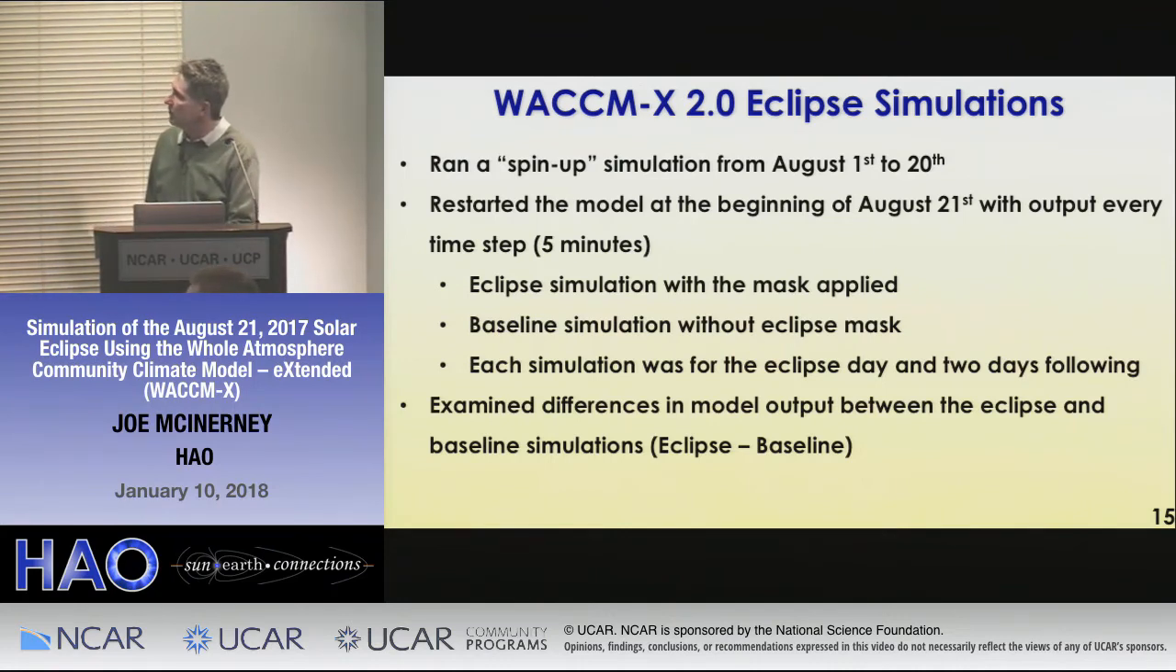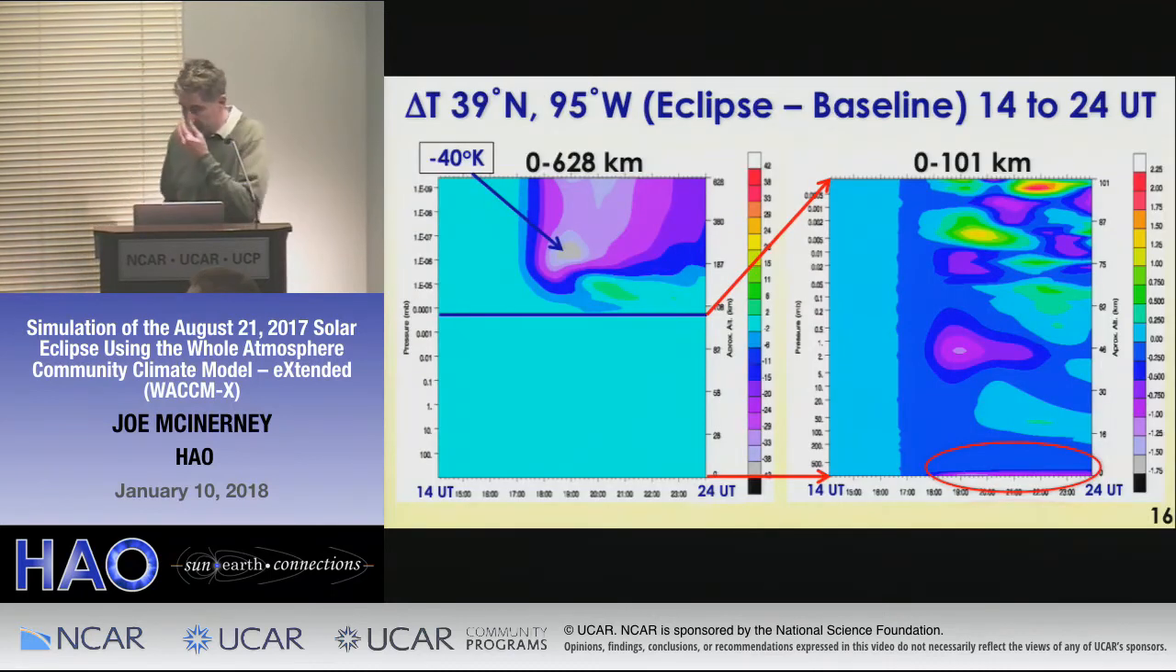And we ran each of those for the eclipse day and 2 days following so we could see what actually happened after the eclipse. The way we did the analysis was we looked at the differences between the eclipse run and the baseline run. So I've put eclipse minus baseline in quotes, and you'll see that show up in a number of the slides coming up. The first thing we look at in the model is the temperature, and that's what this is. On the left, it's the whole vertical range of the model on the vertical, and then the horizontal is between 14 UT and 24 UT on the day of the eclipse at this location over the central US.